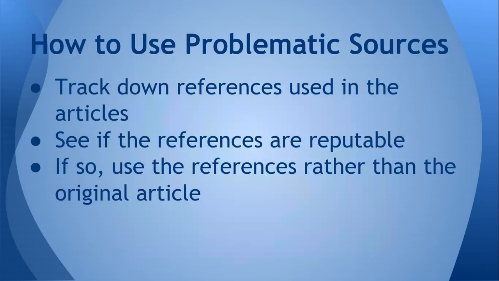But the good news is that you can use these problematic sources in some cases. So for instance, if we wanted to use, say, Wikipedia, you could track down the references that are used in the articles and then start to take those references through the same types of checks that we just looked at, right? Look at the author, look at where it's published, and so on. And if those references are reputable, then you can use it.